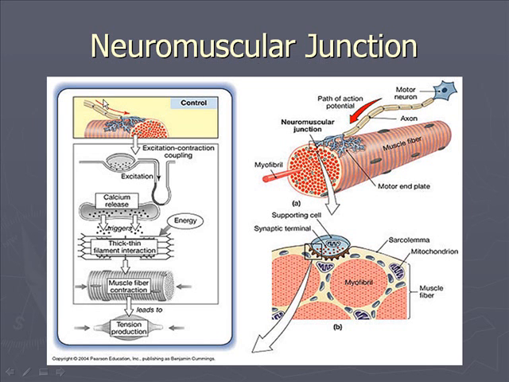This illustration is out of your book again, demonstrating to you the neuromuscular junction. This is the axon of a nerve extending and attaching at the neuromuscular junction.